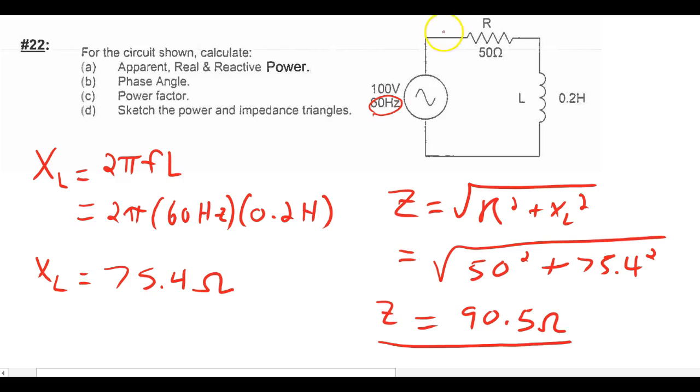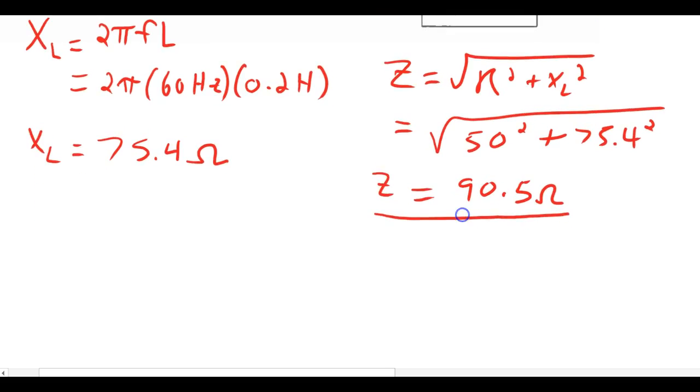Remember, if we are going to apply Ohm's law to the circuit to calculate I, the circuit current, therefore we must have the total impedance of the circuit before we can do the current calculation. Remember that the 100 volts of the source is an RMS value. It does not appear across the resistor. It does not appear across the inductor. It appears across the circuit.